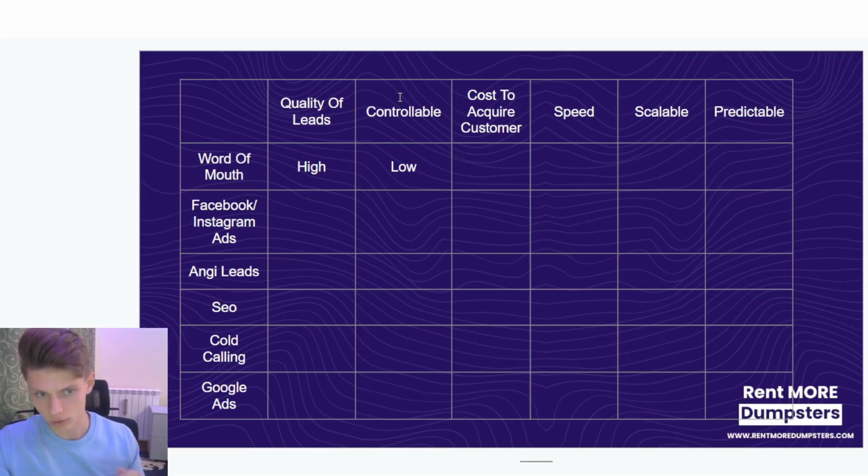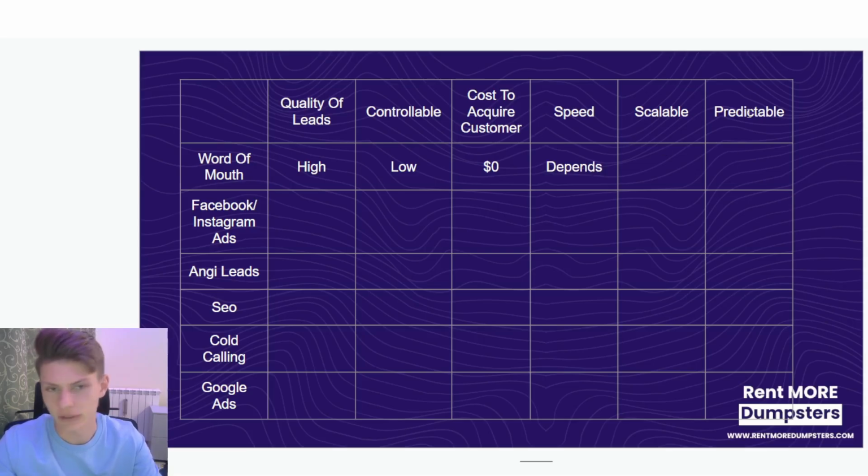But going to cost to acquire a customer, I think it's the best. It really is like $0. It's nothing. You don't need to pay anything to get those types of clients. They're just coming to you because you're doing a great service. When it comes to speed, it really depends. Again, it's not controllable. You cannot control the speed there. If you have a really good service, the speed is high.